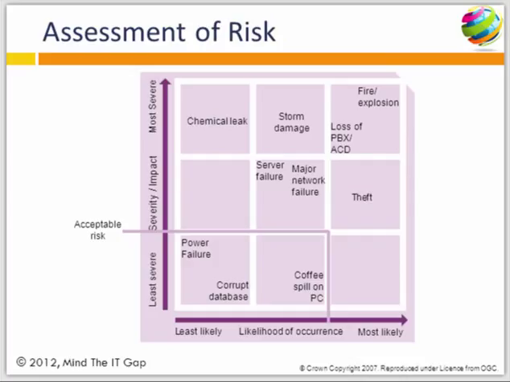Anything below that line going across there is an acceptable level of risk. But what's unacceptable is everything above that: chemical leaks, storm damage, theft, server failure. And so anything above that level of acceptable risk, especially anything in the most likely, most severe category, we need to have countermeasures in place. So for fire, we have fire extinguishers, we have sprinkler systems. That helps minimize the risk that a fire could cause such substantial damage within the environment.